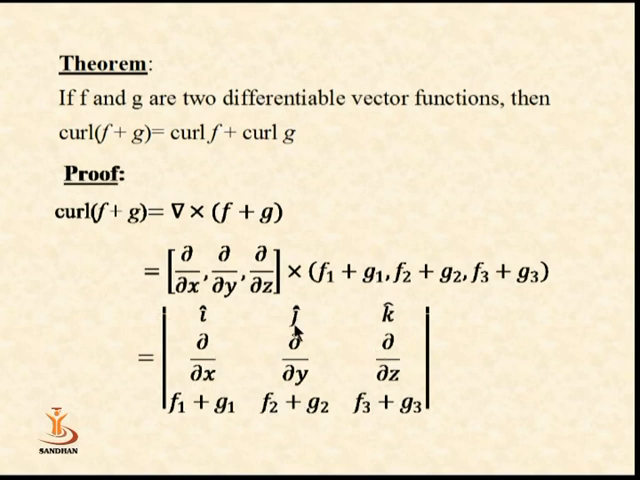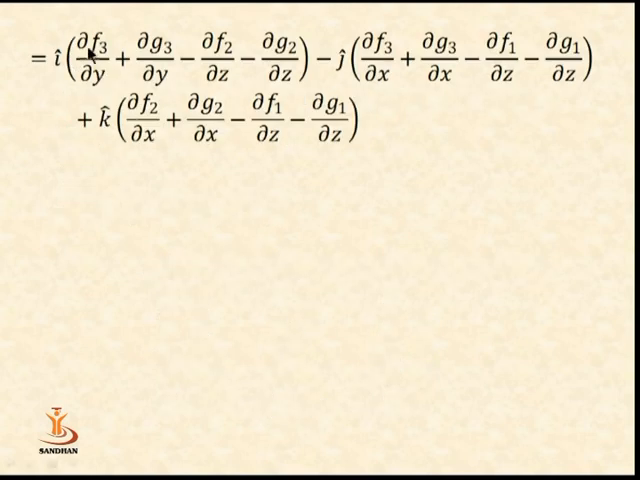Now we expand this determinant. Thus we get i (del f3 upon del y plus del g3 upon del y minus del f2 upon del z minus del g2 upon del z). Second component: del f3 upon del x plus del g3 upon del x minus del f1 upon del z minus del g1 upon del z. With respect to the k component: del f2 upon del x plus del g2 upon del x minus del f1 upon del y minus del g1 upon del y.